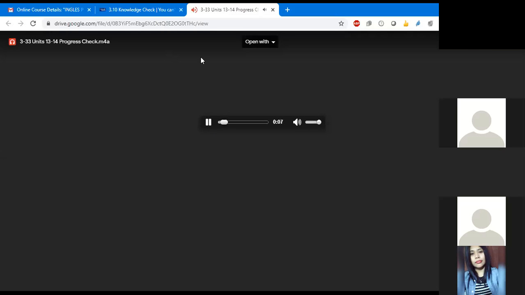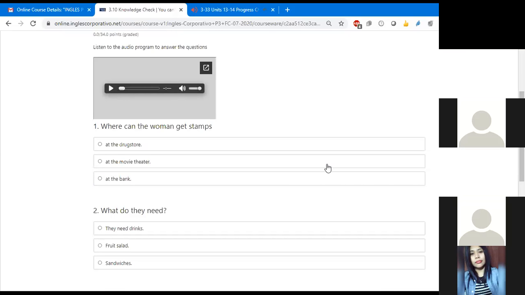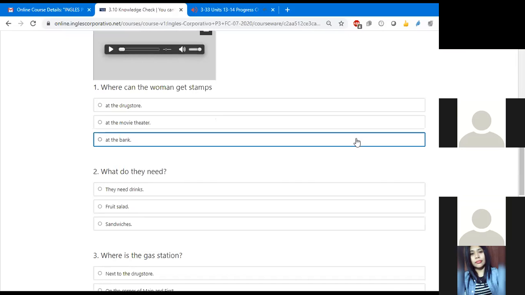Listen. Units 13 to 14 progress check. Page 98. Exercise 1. Listening. What are you looking for? Listen to the conversations. What do the people need? Where can they get or find it? Complete the chart.